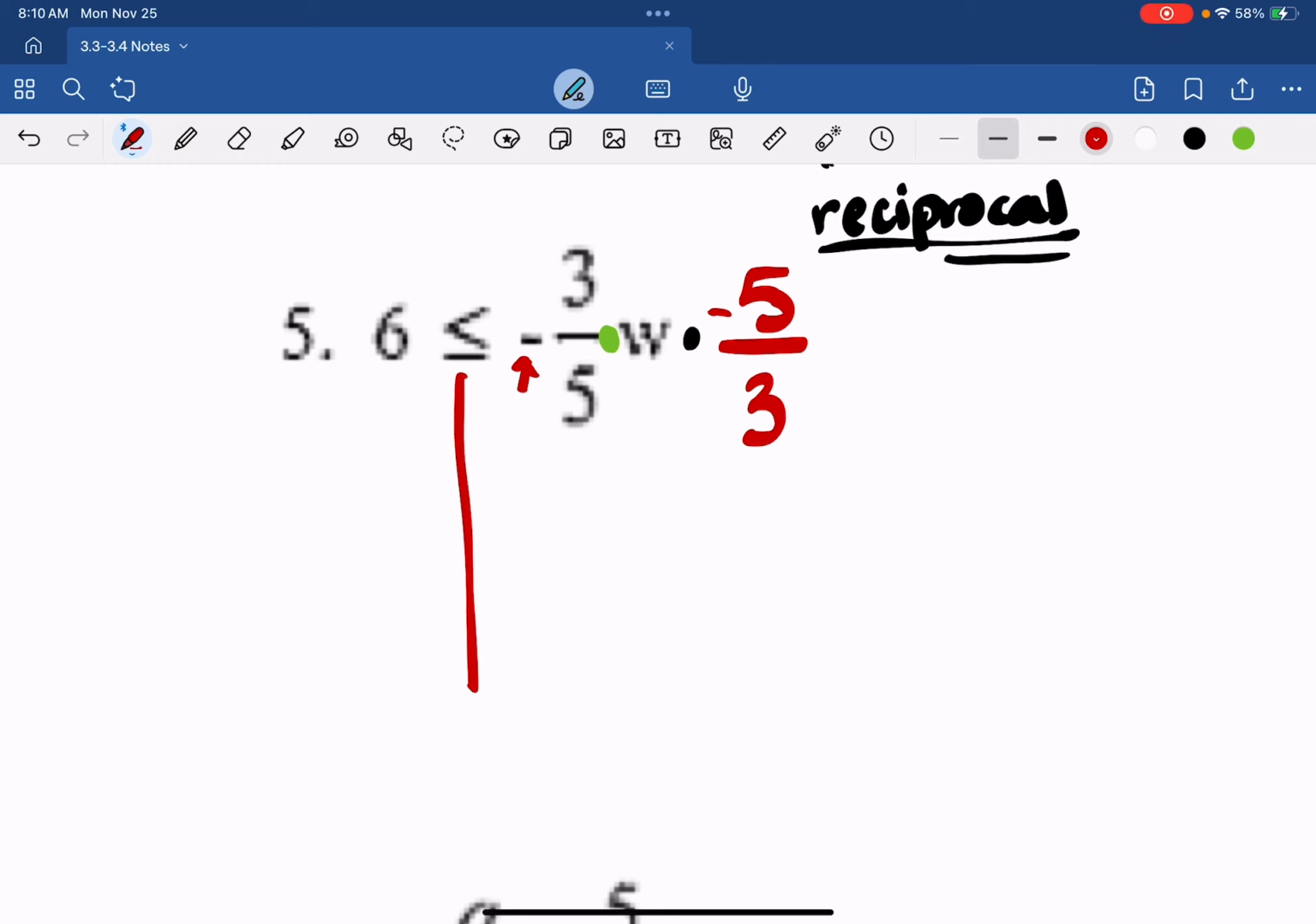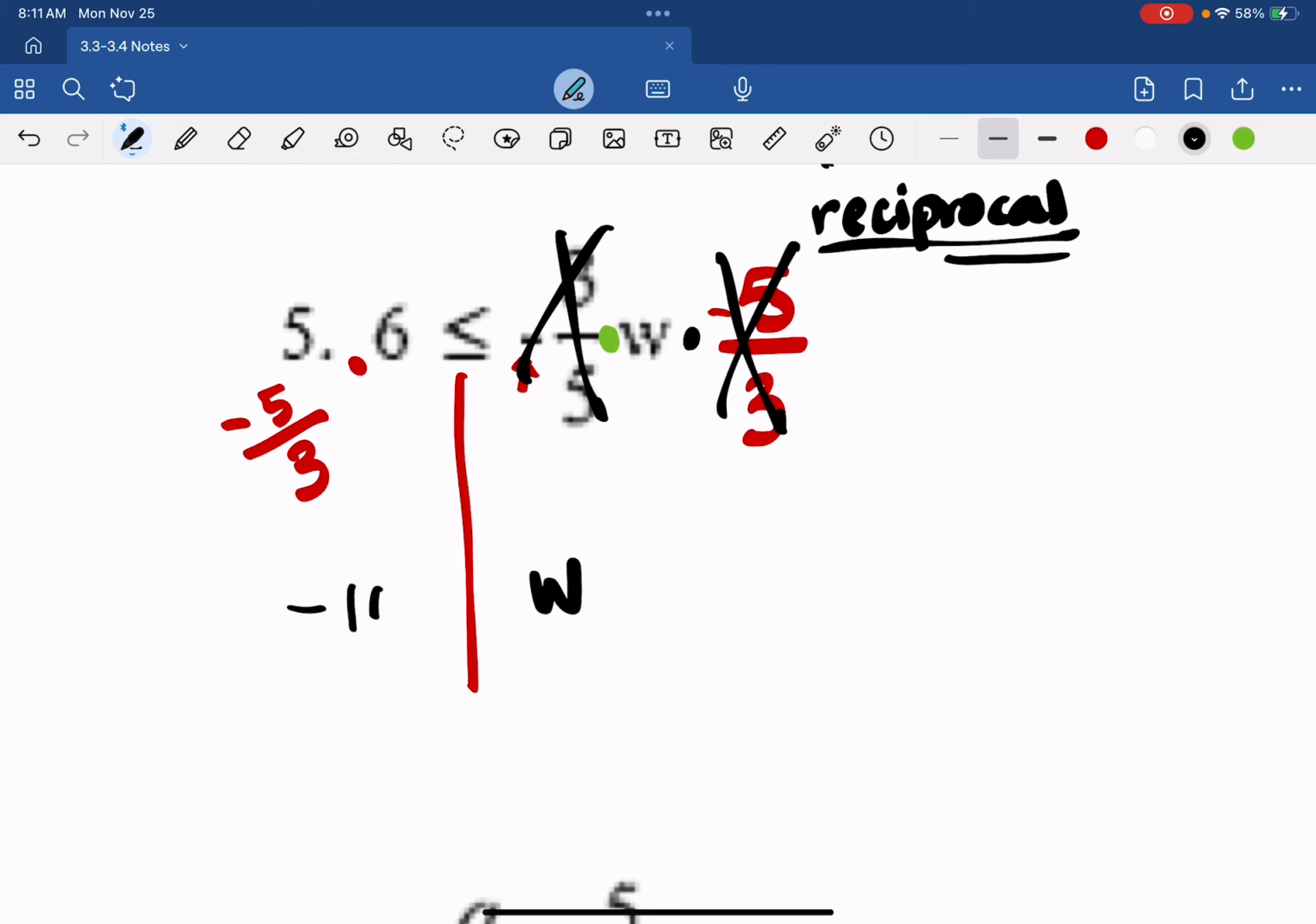Okay, now whatever I do to one side, I have to do the other. So I have -5 divided by 3. Whenever I multiply by the reciprocal, my fractions go away. So I'm just left with W. And on the other side, we just need to punch that into our calculator, guys. And we are going to get -10. Now I look at what I multiplied both sides by. Multiplied by a negative. Negative situation. I'm going to need to flip my sign.